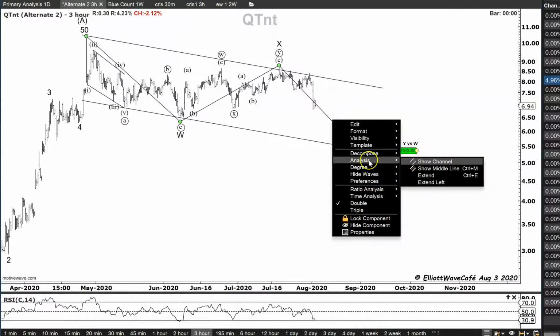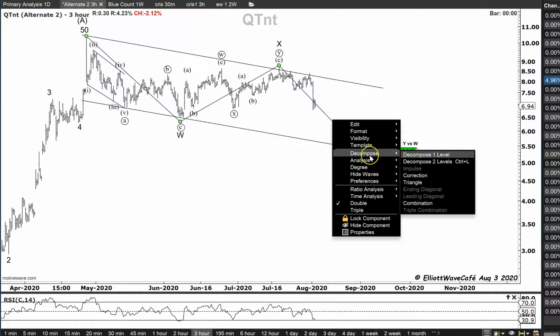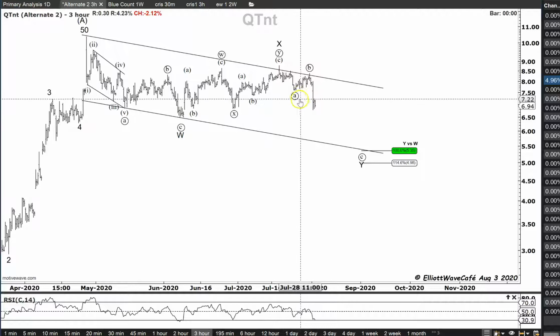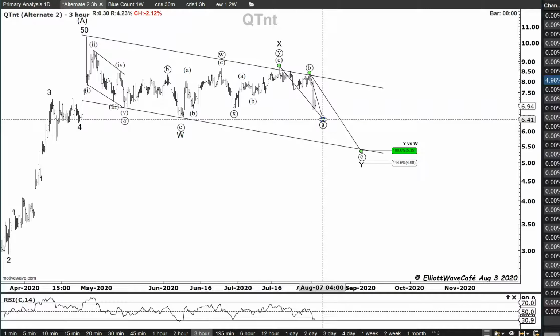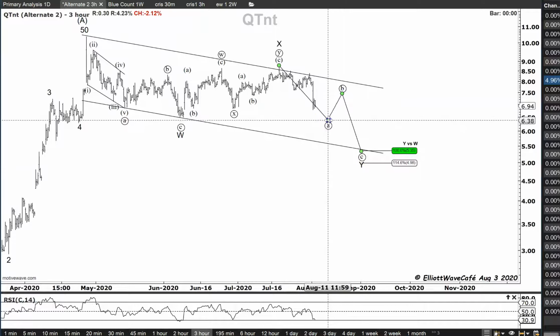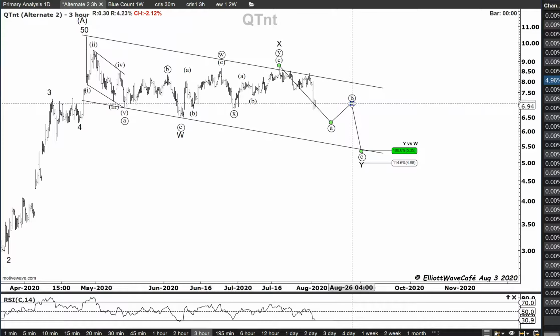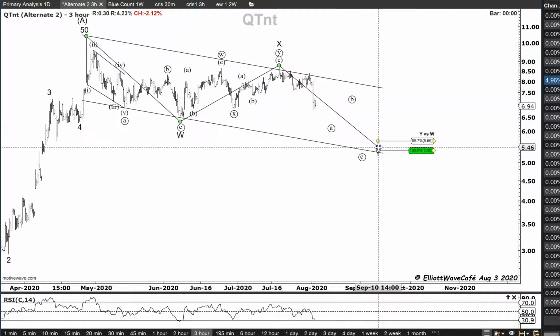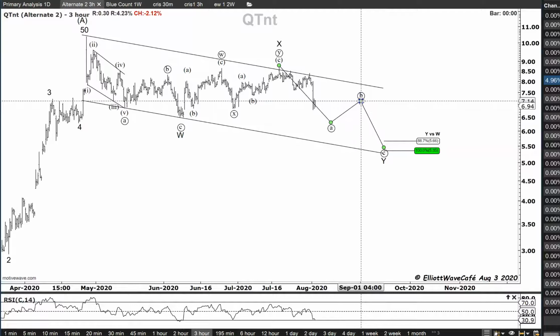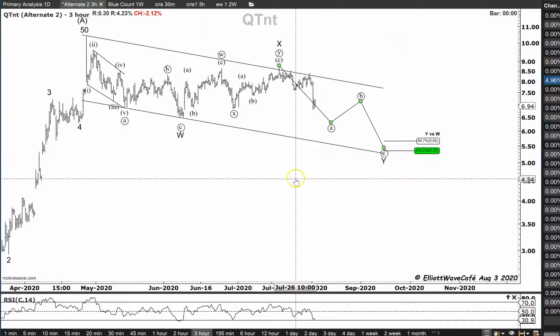So I'm going to decompose this as a correction. So you can have this A wave in here that's still developing. Okay. So it would be something like this. Maybe you get a B wave, and then you should get maybe a sharp drop in the wave C. Something like that. That's what we would be looking for to get this Y wave, right?